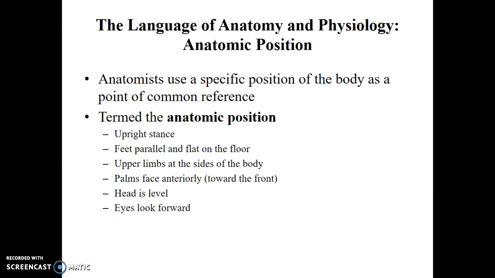The first thing I'll talk about is that when we talk about the human body, we assume anatomic position. Anatomic position means that you are standing upright. Feet are parallel and flat on the floor, toes pointing forward, or in the anterior direction. Your upper limbs are hanging at the side of the body with the palms facing forward, or anteriorly. Your head is facing forward and sitting upright on your shoulders, and your eyes are looking straight forward.